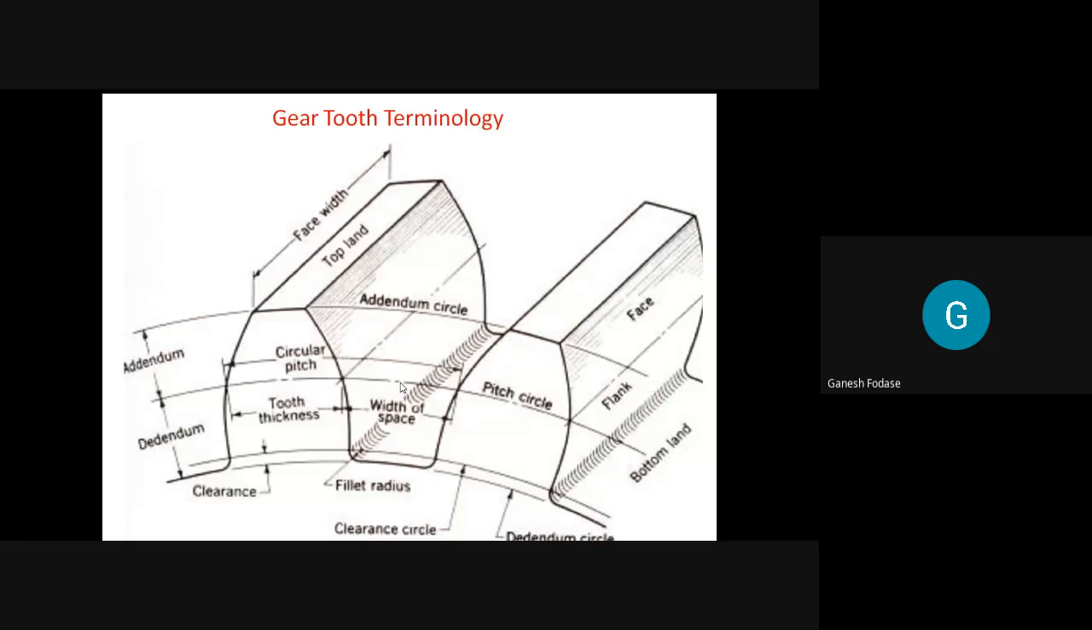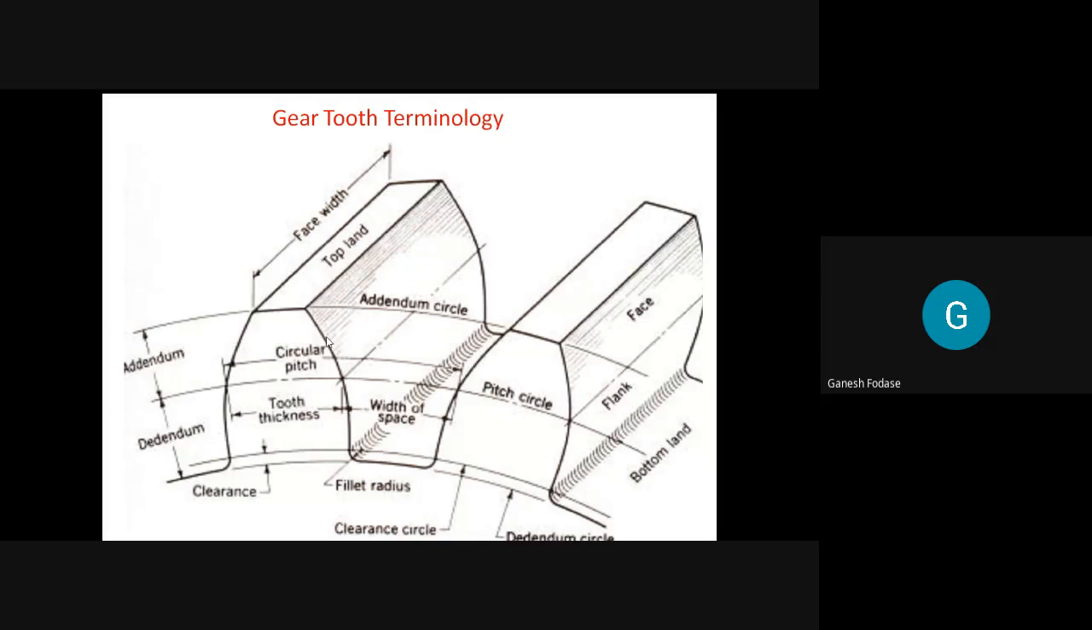Which different terms have we seen? Now see, if you remember, while discussing this topic, I make some sections of these terms. So first we define all terms related to the pitch circle. The first one is circular pitch. Now what is circular pitch?